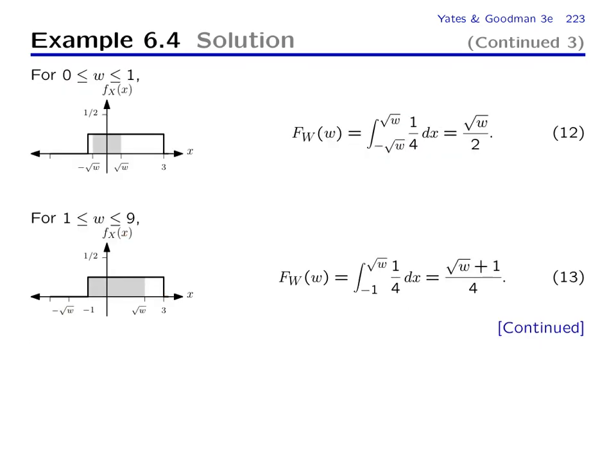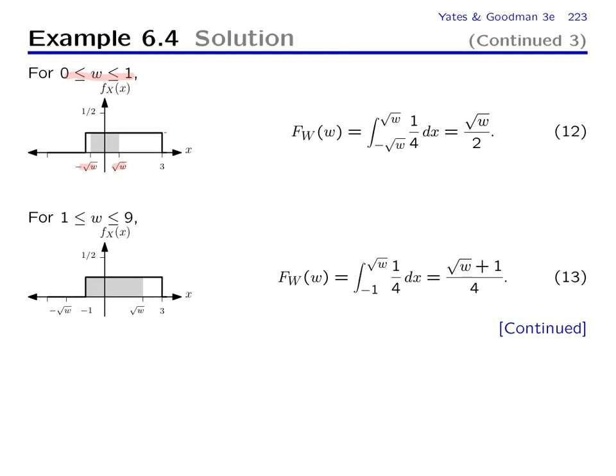The first case is kind of simple: W between 0 and 1. In this case, we integrate from minus root W to root W, and over that whole interval the value of the PDF is 1/4. So the CDF we're interested in is the integral from minus root W to root W of 1/4, almost the same integral we had before. The answer is root W over 2, and it's not too complicated.